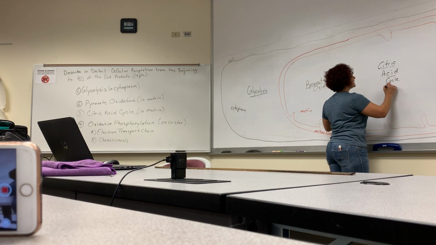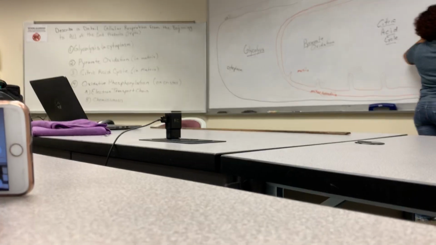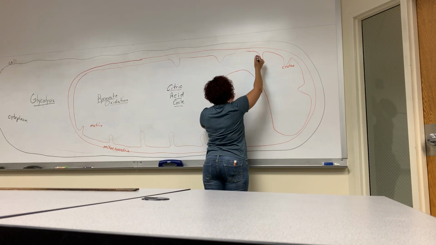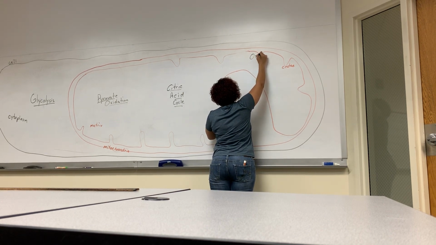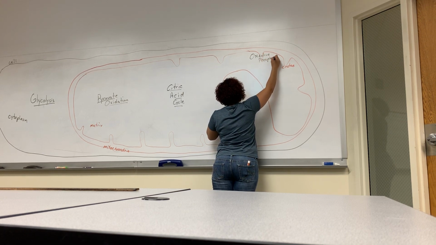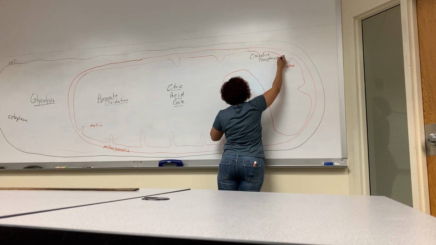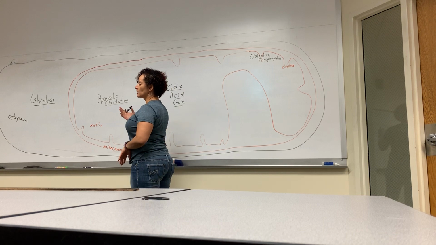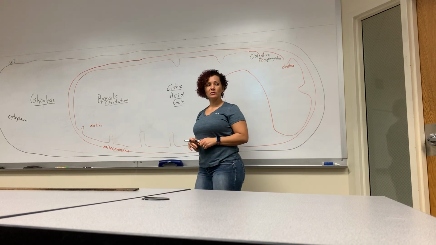So you've got your citric acid cycle, oxidative phosphorylation. I'm going to go ahead and write it on this cristae because I need this big cristae to work. I'm just going to draw that out. Just know it includes electron transport chain and chemiosmosis.